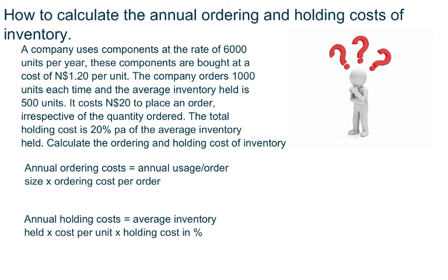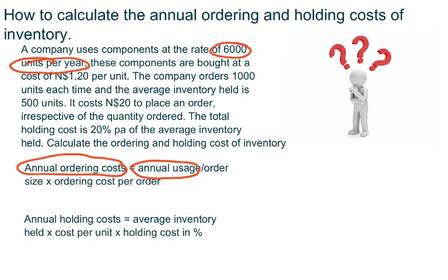So I will say my annual ordering costs equals my annual usage. Now where can I find my annual usage? I've said there that the company uses components at a rate of 6,000 units per year. So that is my annual usage. So I can write that down. Annual usage is 6,000 per year. Then divided by my order size.